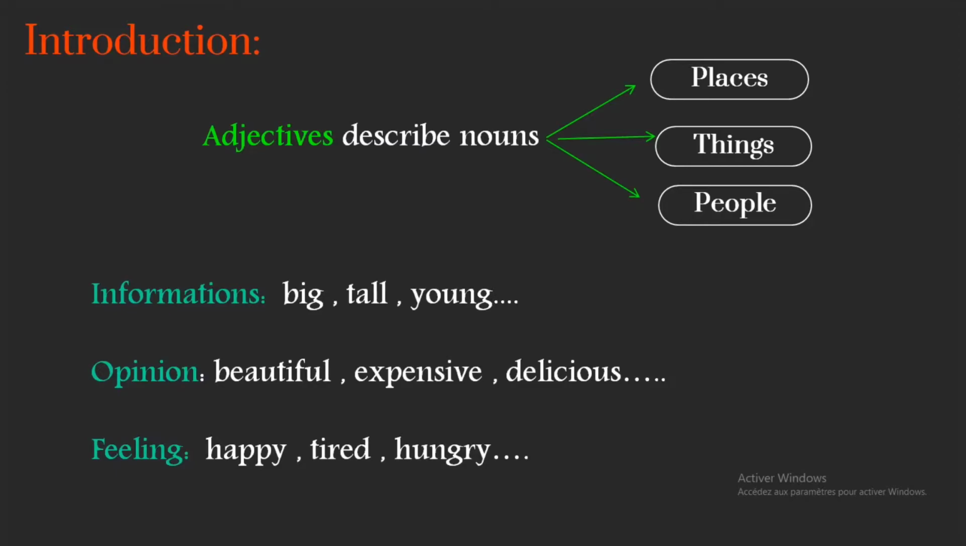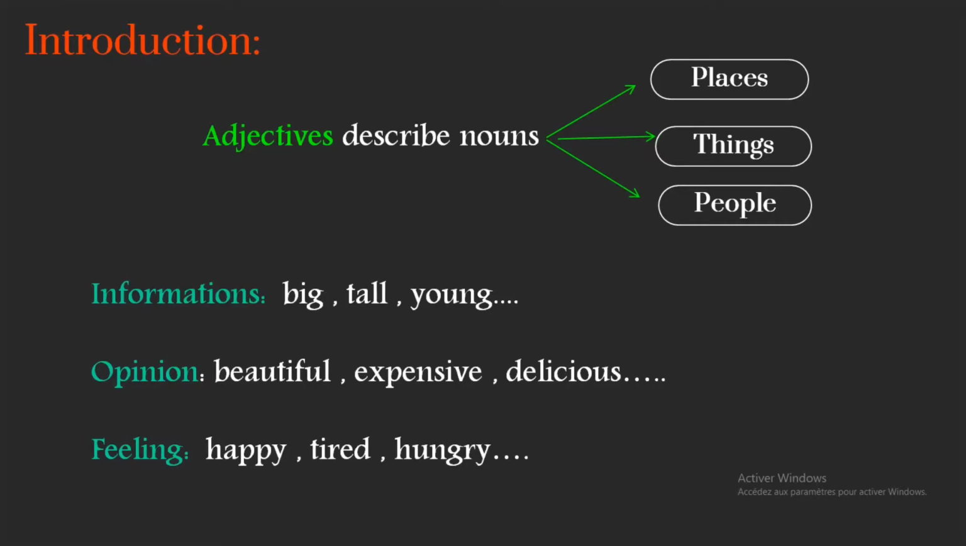An adjective is a word that describes a noun. They can give us information such as the size or age of a noun. Adjectives can also tell us someone's opinion or describe how someone is feeling.